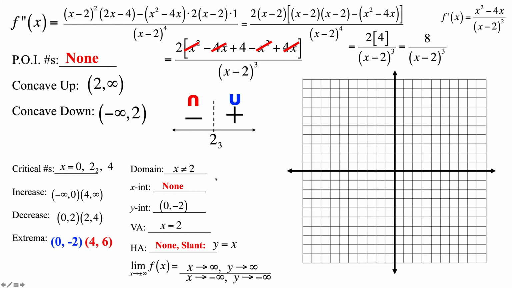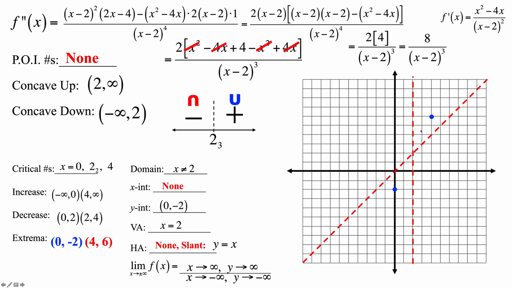Okay, so let's see. Vertical asymptote at 2, slant asymptote at y equals x. So y-intercept at 0, up 1, right 1. X-intercepts, none. Y-intercept (0, -2). We also had (4, 6). That was a min, so I want to plot that point.